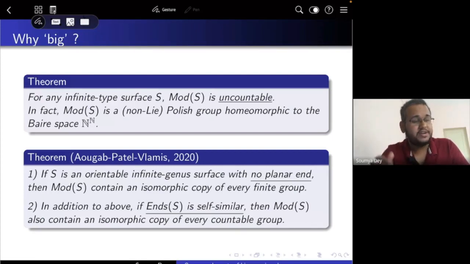And in addition to the above, if the end space is self-similar, I am not going to define what the end space is, then the mapping class group also contains an isomorphic copy of every countable group. So this is a big result actually. Any countable group can be embedded in each of these types of big mapping class groups.